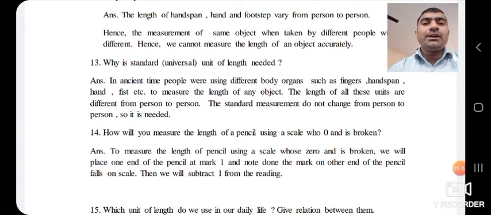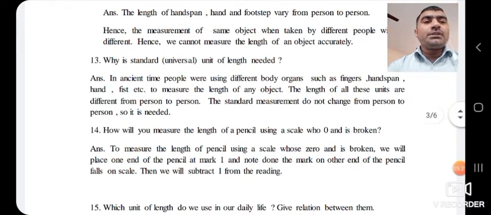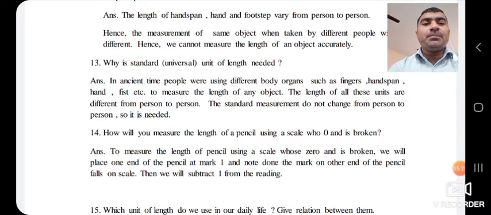Now the next question is, why is a standard, meaning universal, unit of length needed? See, if there is no universal length, then suppose we are measuring over here, and if you measure in another place, it will be different. So for that, a universal length is needed. In ancient times people were using different body organs such as fingers, hand span, fist, etc. to measure the length of any object. The length of all these units is different from person to person. The standard measurement does not change from person to person, so it is needed.